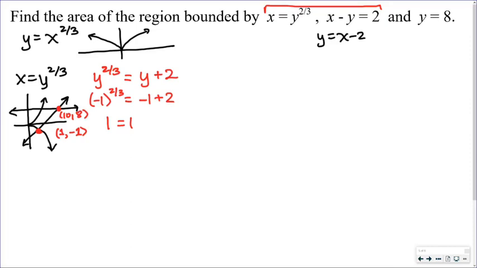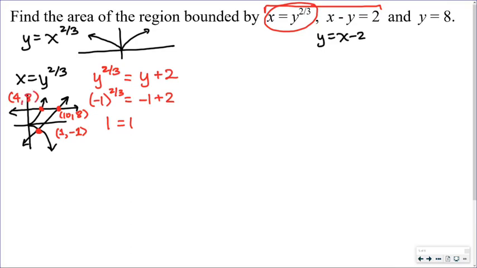Okay, so I'm going to draw a slightly better picture here. Oh, I'll get one more here. When I plug y is 8 into this equation, I get 4. X is 4. So this is (4, 8). Is that right? Y is 8. Yeah, (4, 8).